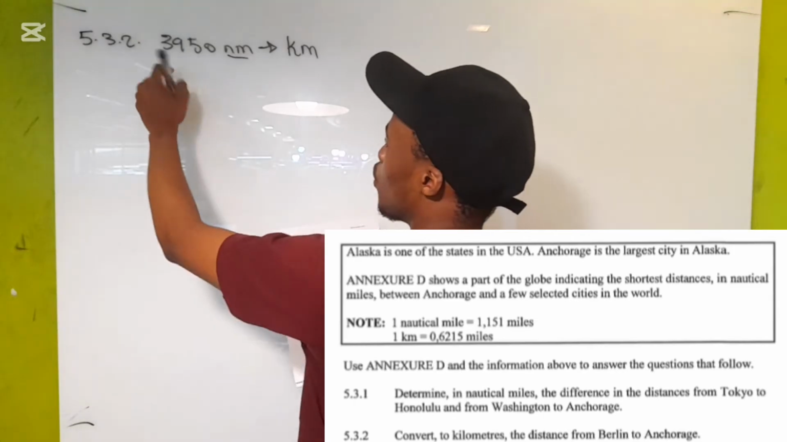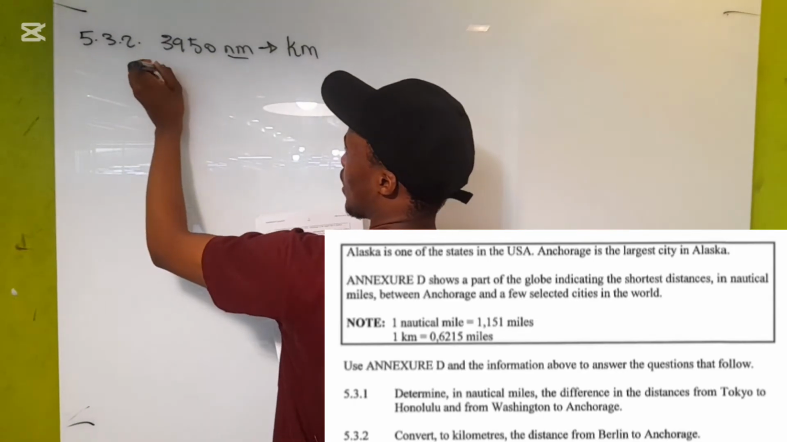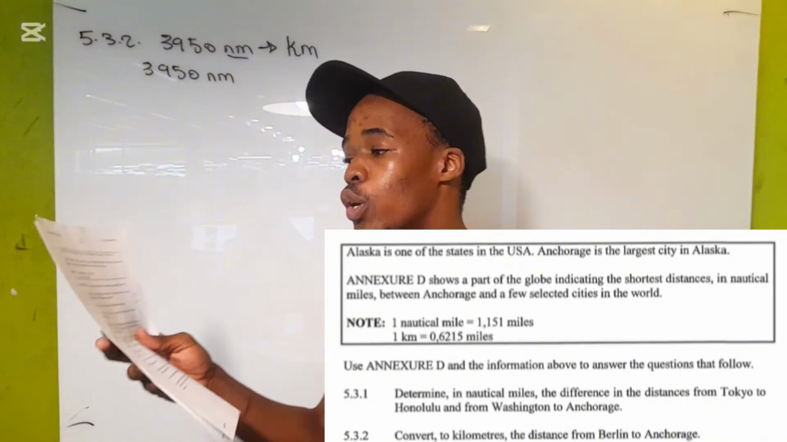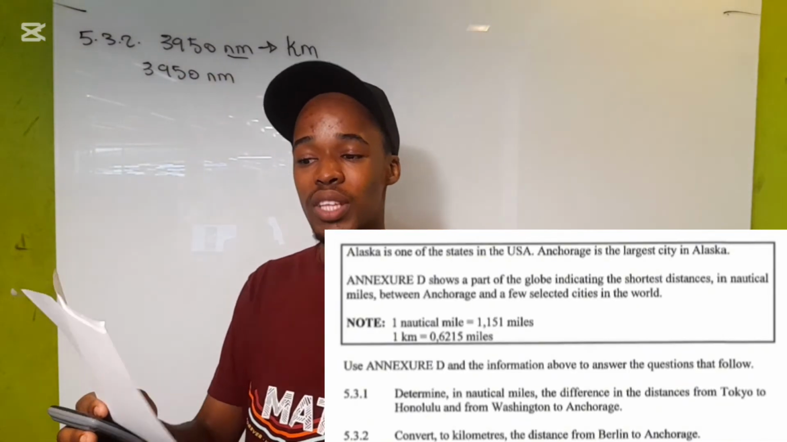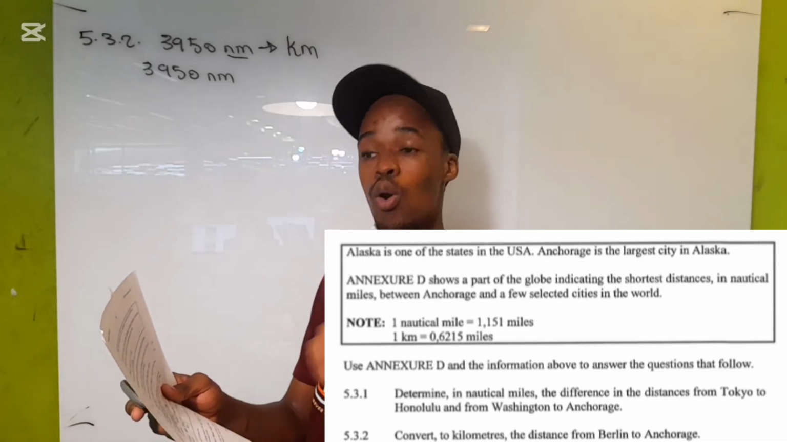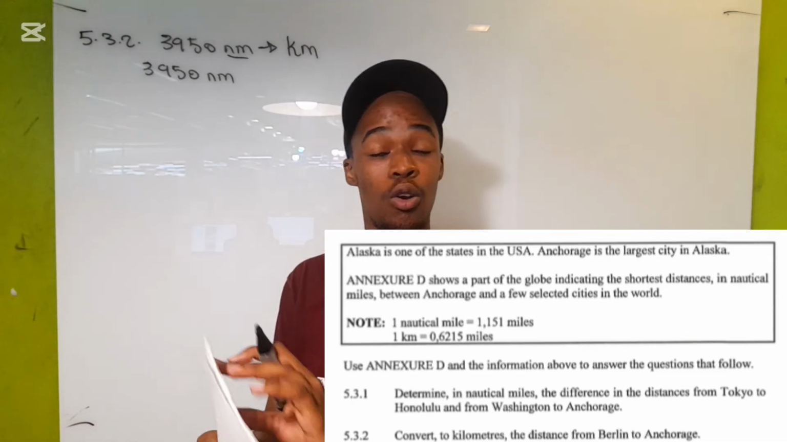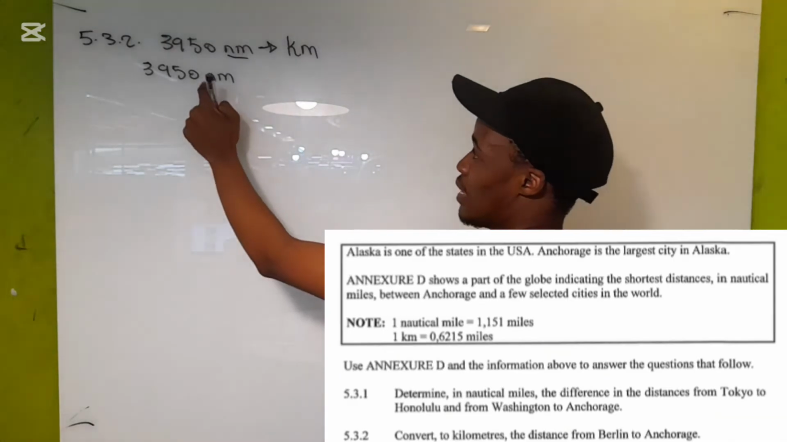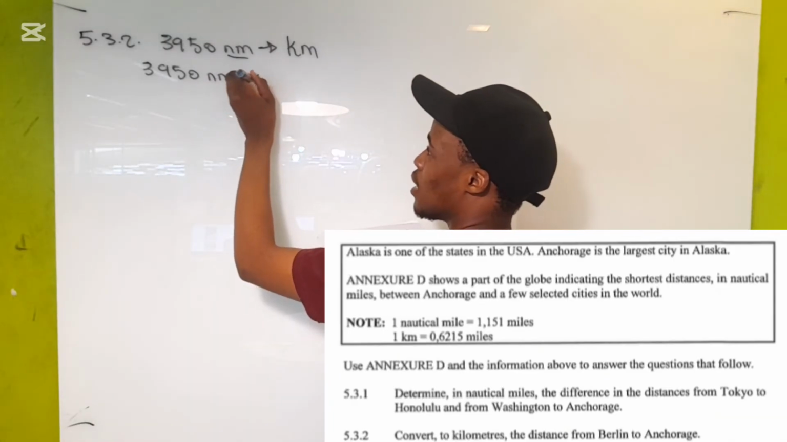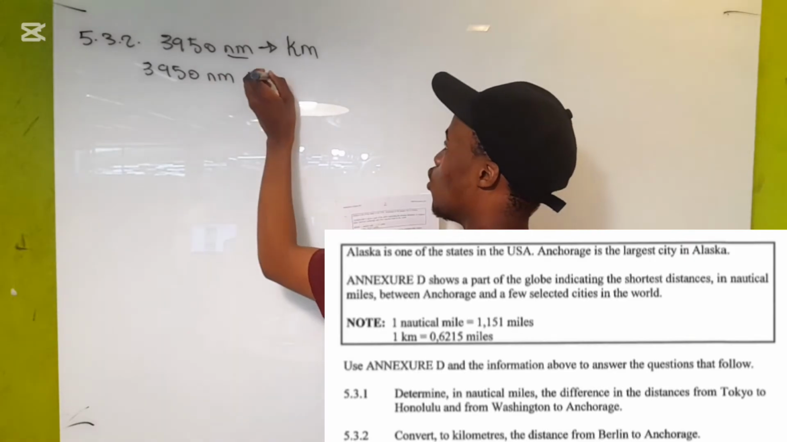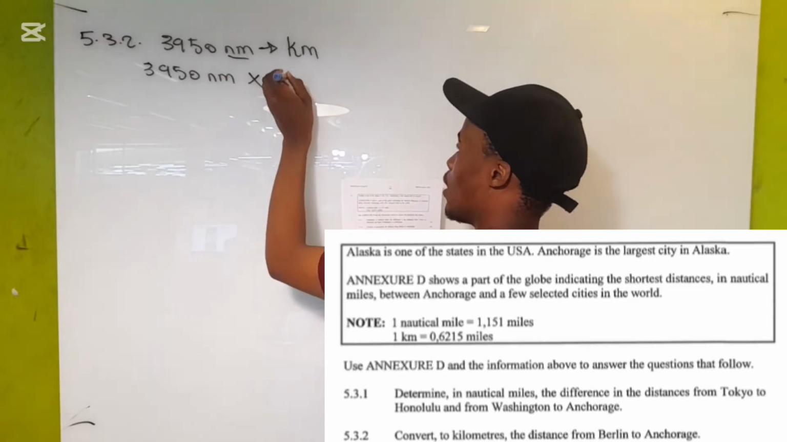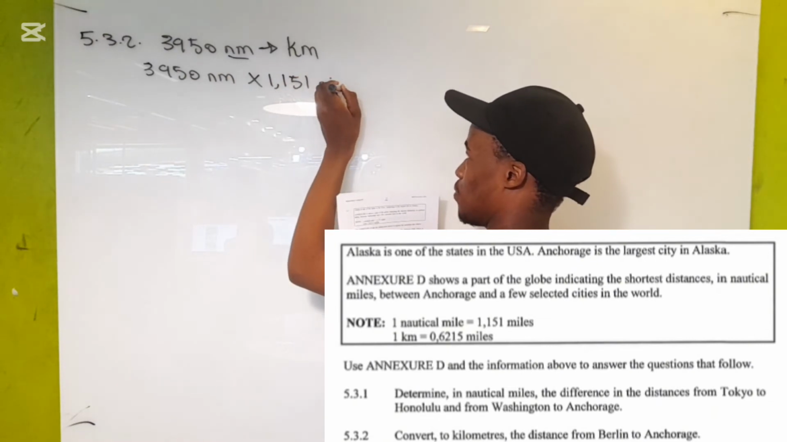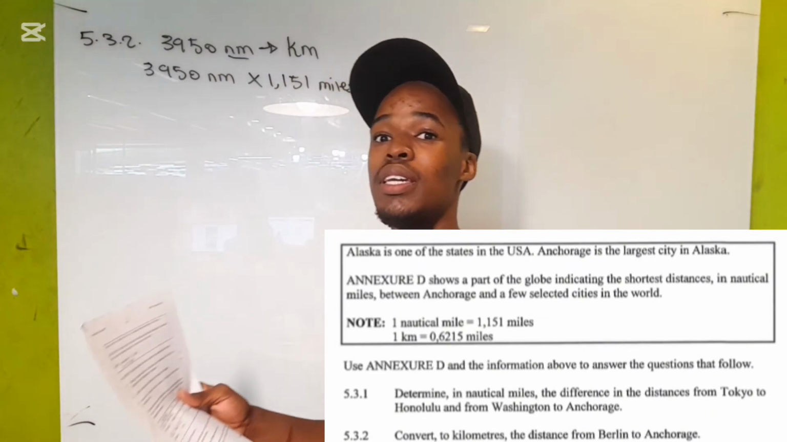So we have 3,950 nautical miles. Okay, so how do we convert it to miles? We know that 1 nautical mile equals 1.151 miles according to the information that we've been provided with. So this means that we're just going to take these nautical miles that we have and multiply them by 1.151 miles, and then our answer will be in miles.